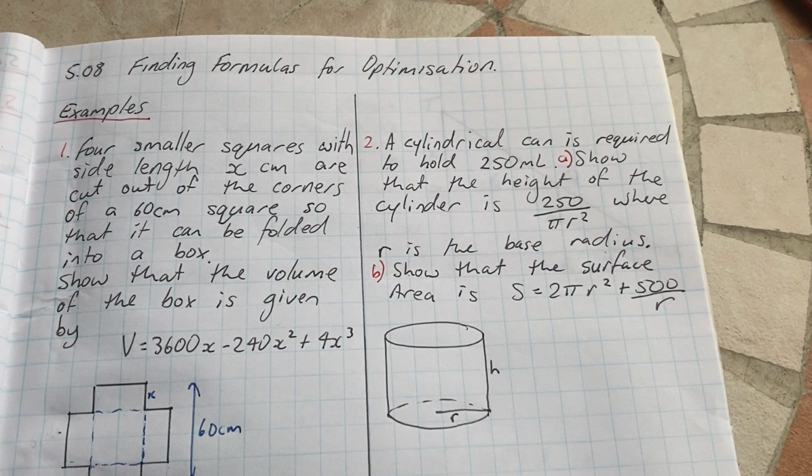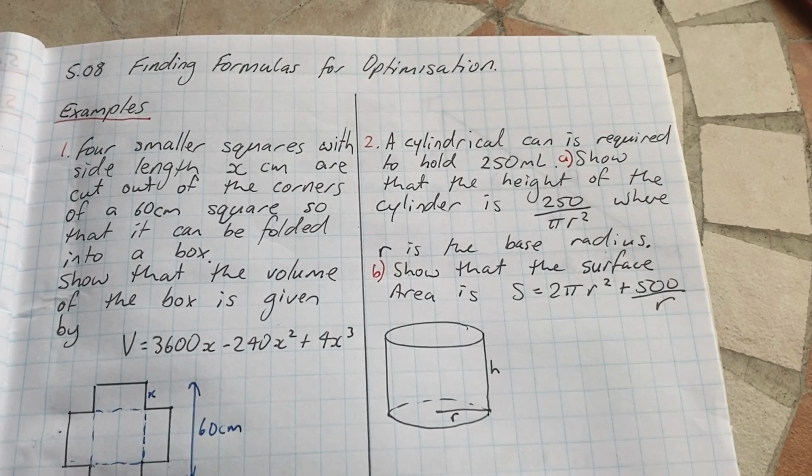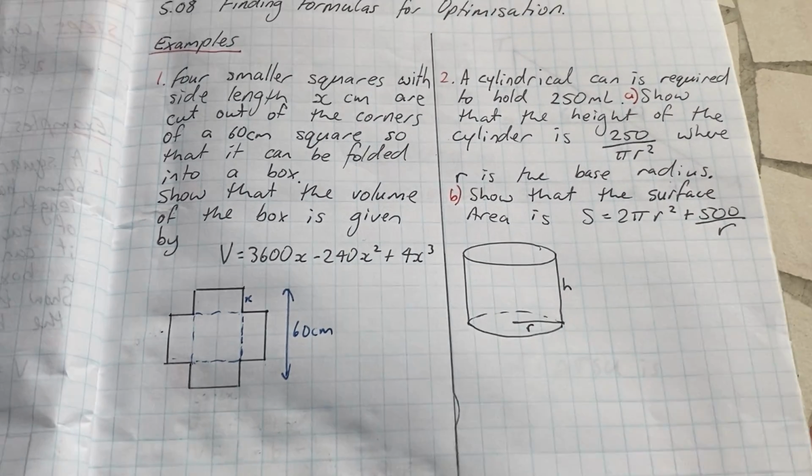Okay, exercise 508 is finding formulas for optimization. Now, exercise 509 is on optimization, so this is just a preparation exercise really. So I'm just going to go through 3 different types of questions that you may get.